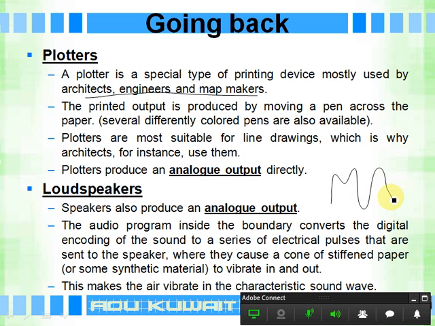So it will move the pen. There will be a pen which will move like this, like human beings drawing. Plotters are more suitable for line drawings. Architects, for instance, use them for drawing buildings, maps, road maps. They use only lines, right?